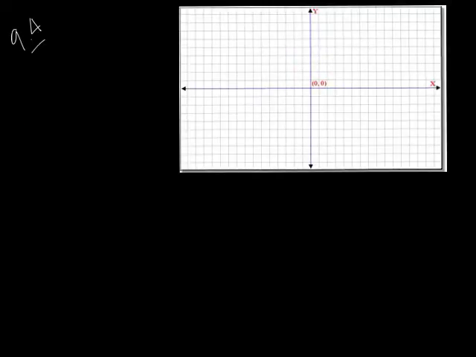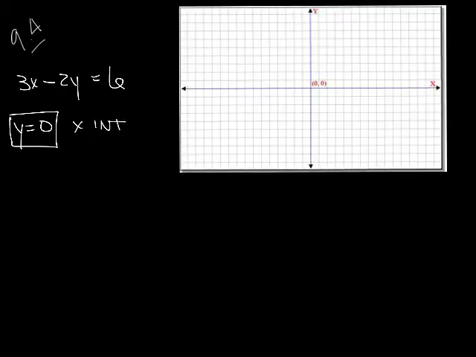So let's go ahead and do a couple of these. If I have 3x minus 2y equals 6, first thing I'm going to do is plug 0 in for y. So if I am looking for my x-intercept, I plug 0 in for y. Always, always, always. So let's see what we get here.